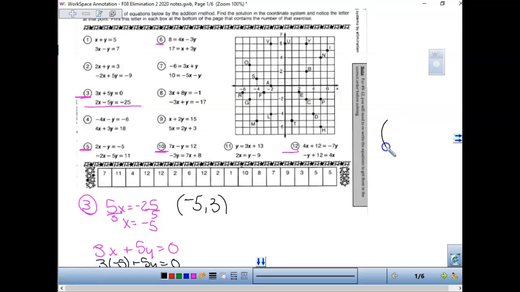Graphs, when you are solving the x, comma, y: if it is positive x, you move to the right, and negative, you move to the left from the origin. Positive y, you go up, negative y, you go down. I had some people say, oh, this is down 5. No, this is not. Negative 5, 3 means go over 5 and up 3. So this should be O. So 3 should have been the letter O up here.